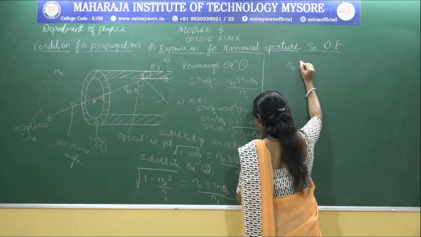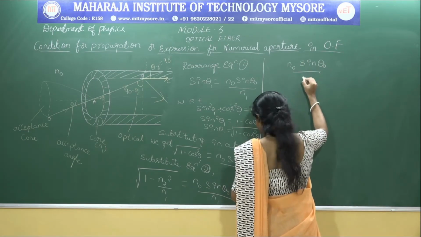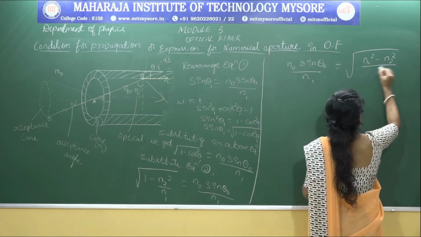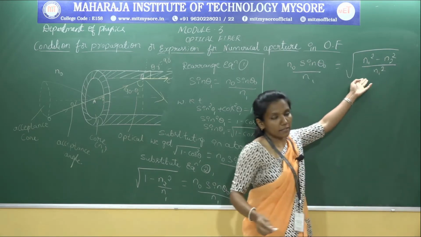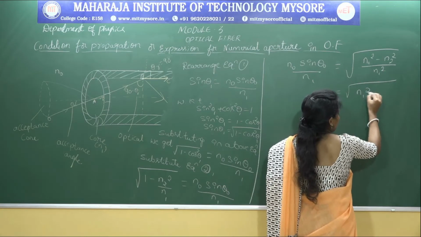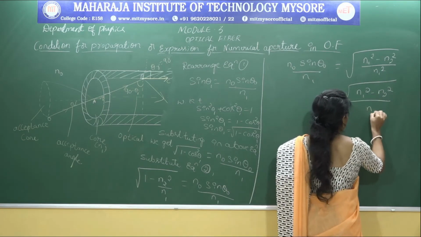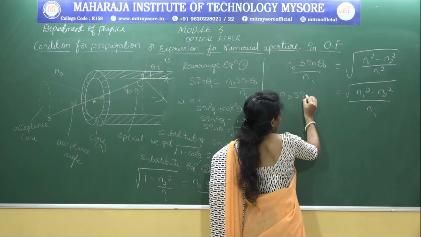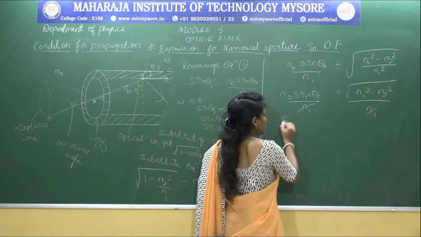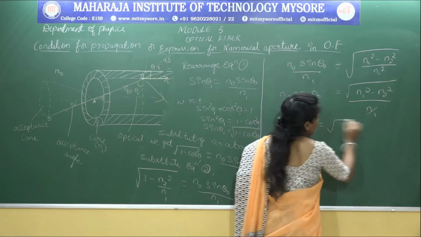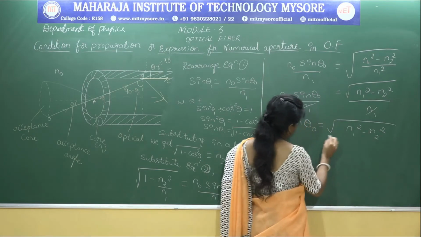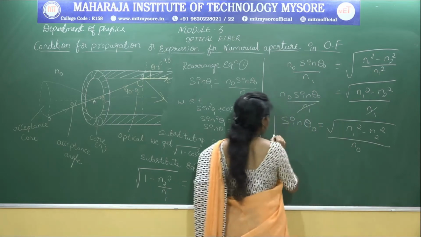Write that equation again here: n1 square minus n2 square divided by n1 square. If we take this n1 outside, then the square root and square will get cancelled. So we will get root of n1 square minus n2 square divided by n1, and here n naught sin theta naught divided by n1. So this n1 will get cancelled, and we will get sin theta naught is equal to root of n1 square minus n2 square divided by n naught.